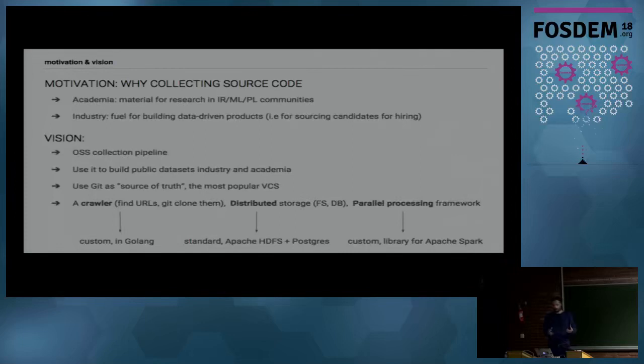It's an open source pipeline that you can use on premises to collect a lot of Git repositories, because it's the most popular version control system, and that's the source of truth about source code. And the collection pipeline is pretty standard: we've got a crawler, a distributed storage, and parallel processing. So after you store that, most probably you want to go through that and figure something out.